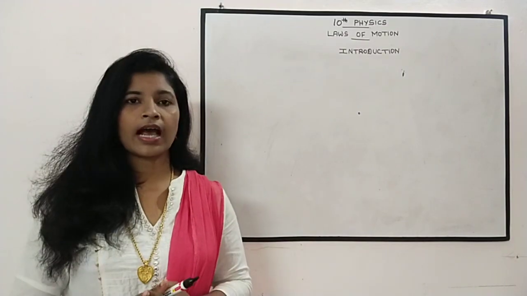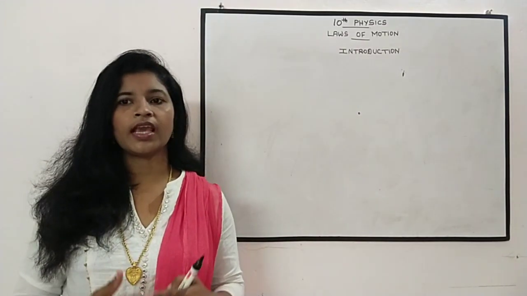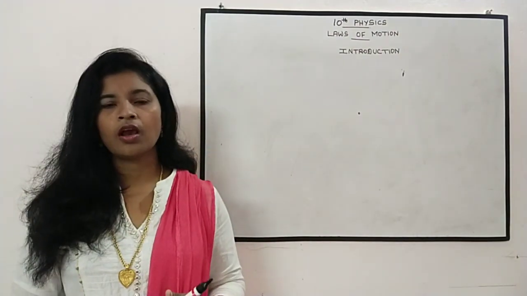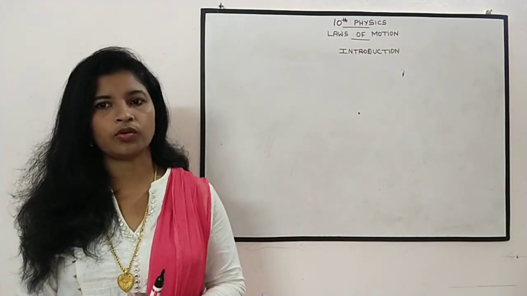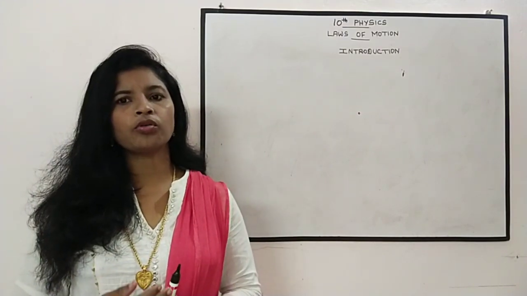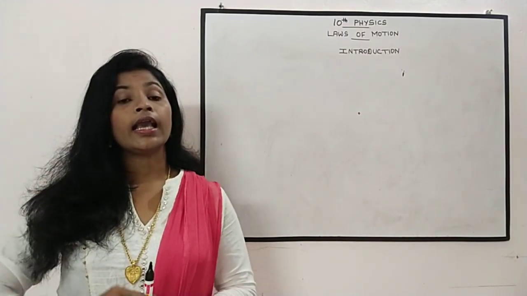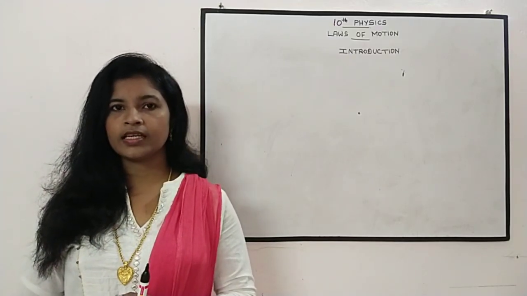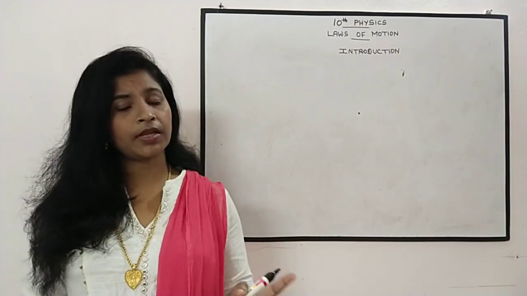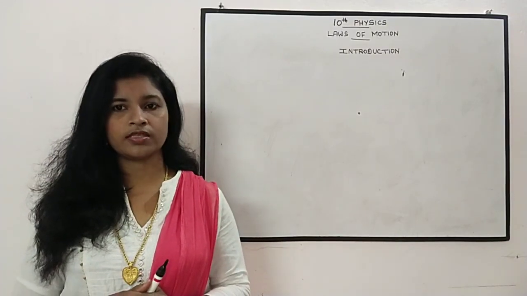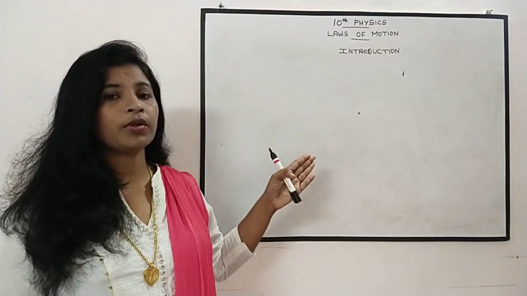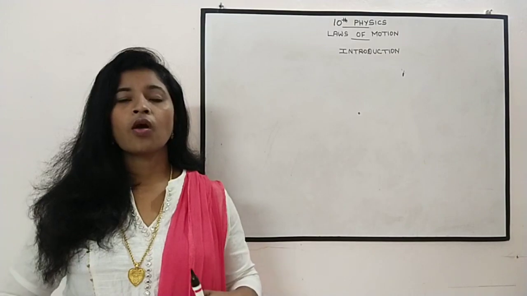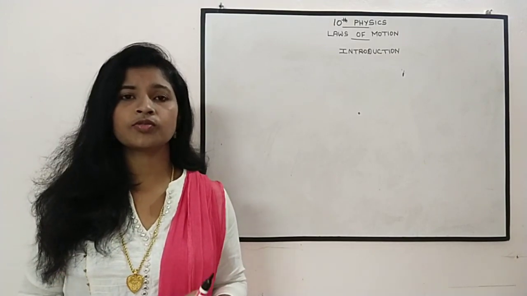In the previous classes, you have studied about the various types of motion: what is linear motion, what is circular motion, what is oscillatory motion, and so on. We have discussed all the motion of bodies in terms of displacement, time, velocity, and direction. Likewise, we have discussed all the types of motions. So in this unit, we are going to discuss what are the causes of this motion?